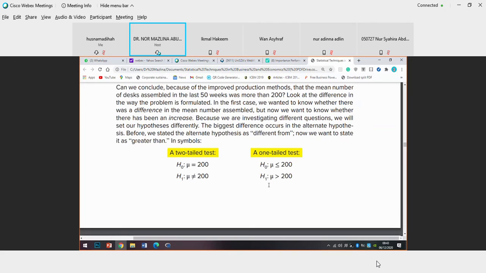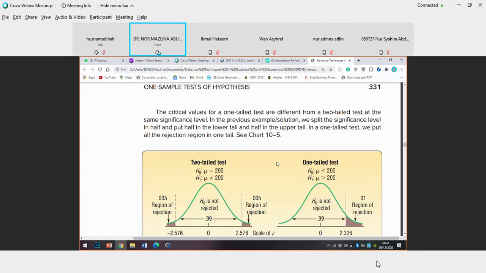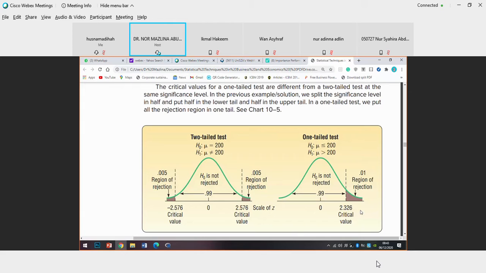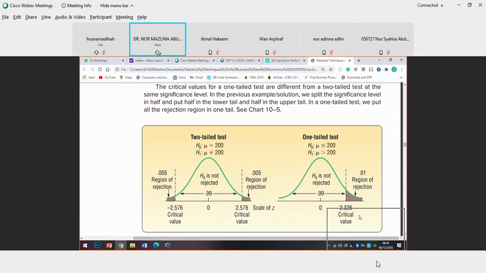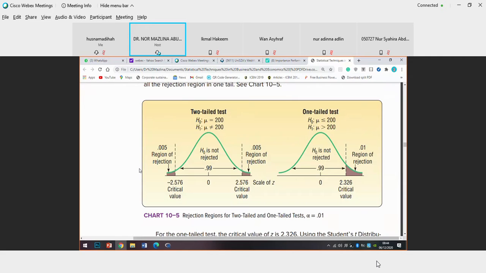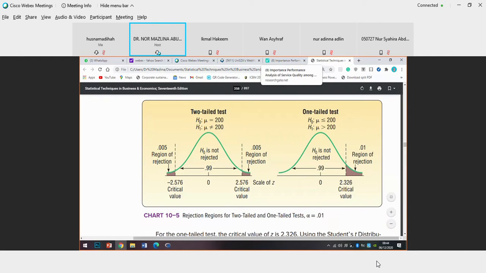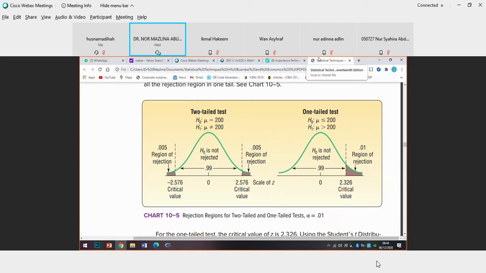Okay, so for a one-tailed test, it's going to be different. Do you see this? This is two-tailed. Two-tailed is 2.58, right? This is 2.58 plus minus. However, for a one-tailed test, I want you to look at your normal table for a moment, if you have it with you. Do you have the normal table? If not, please look now. In your normal table, you have it like this, right?